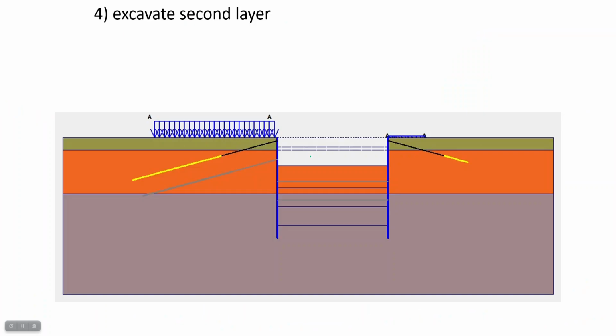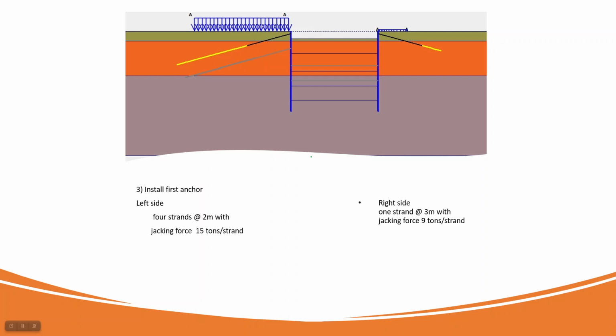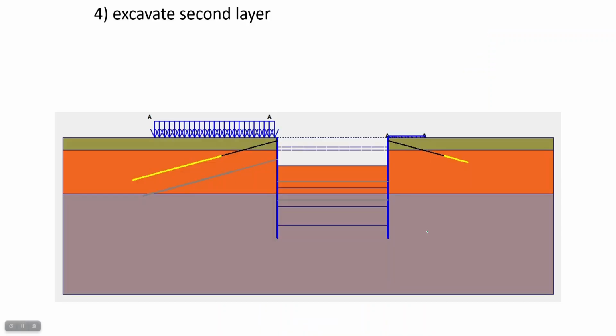Then we are going to install the first anchor, left side and right side. The left side will have much more reinforcement than the right side, because we have an adjacent building, as we have seen. Okay, we have 4 strands at 2 meter spacing with a jacking force of 15 ton per strand, and the right side is at 3 meter with 9 ton. Okay, we are going to excavate the second layer.